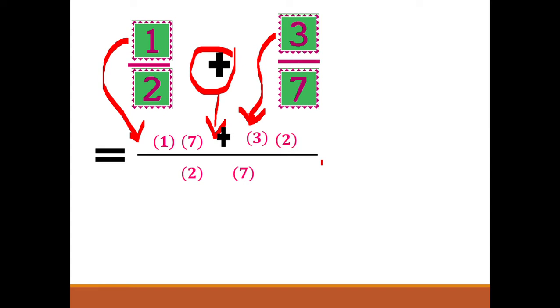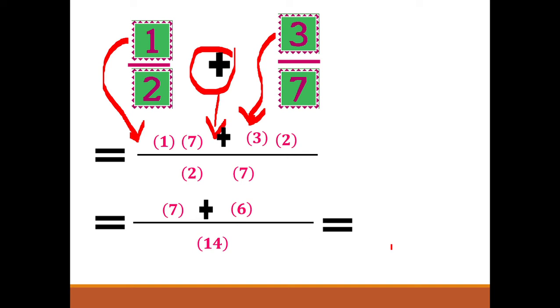1 times 7 is 7. Pero ito kasi, 2 times 7 is yun yung kanilang denominator. So, 1 times 7 is 7, and then plus 3 times 2 is 6. So, pag ipinag-add mo yung dalawang yan, that is 13 over 14. Di ba? Madali lang, di ba? Tingnan mo kung saan ka mas madadalian.